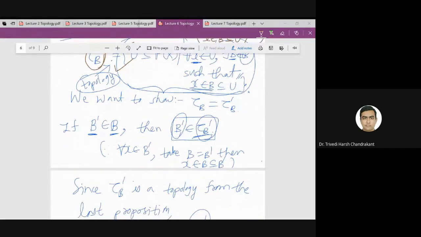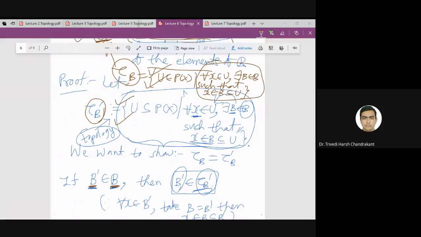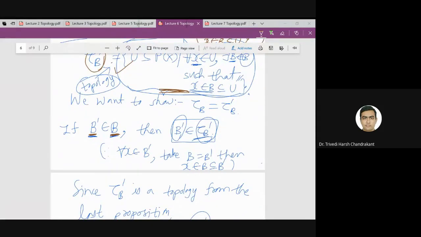We started with any basis element in B. Any basis element in B satisfies this property trivially, because you can take B dash to be B itself.